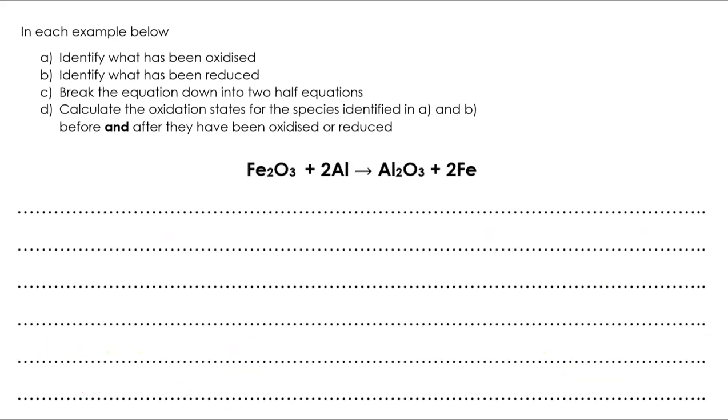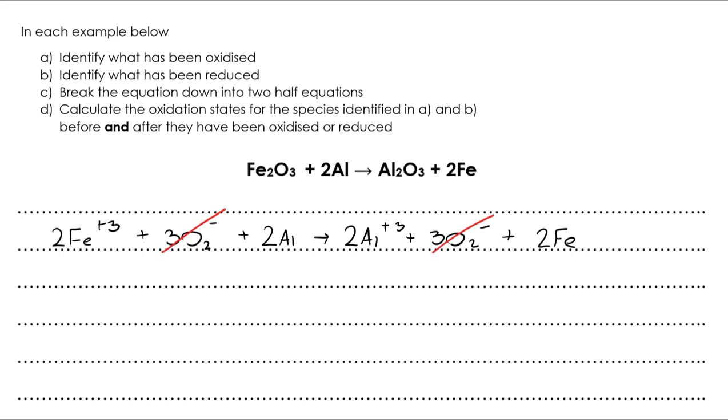Moving on to the second example, have a go at doing the same thing. Again, assume that anything ionic is aqueous. So we have here our Fe2O3 breaking down into Fe plus 3 and O2 minus, my Al2O3 breaking down into Al plus 3 and 3O2 minus. Once again, I have spectators. And I can get rid of the 3O2 minus. That allows me to go to the overall ionic equation.